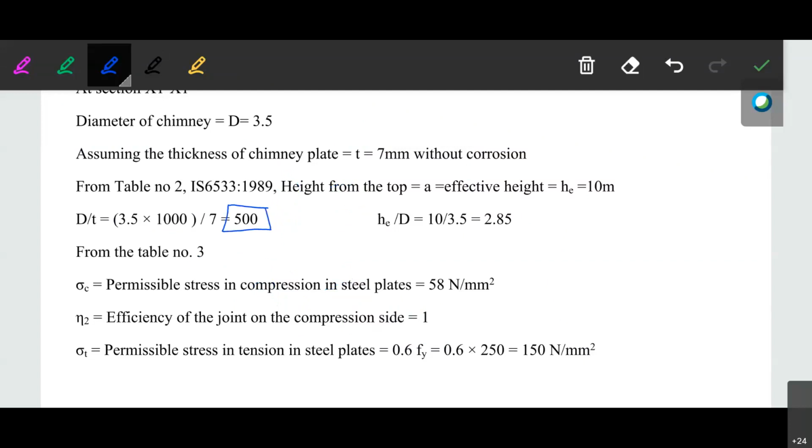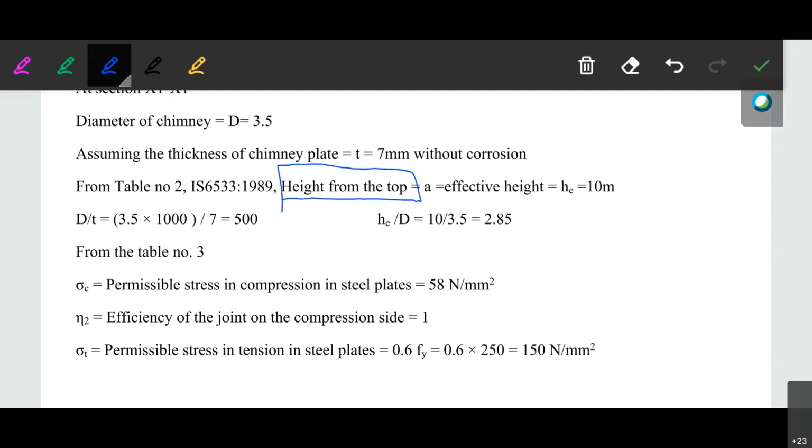Next is he by d, that is the effective height divided by d. Again both of the values are in meter, so you do not need to convert the value into mm or meter. If any value is in mm and another in meter, then convert both values into mm or meter. The ratio will be the same. Here again he, that is the effective height, will be the height of that particular section from the top.